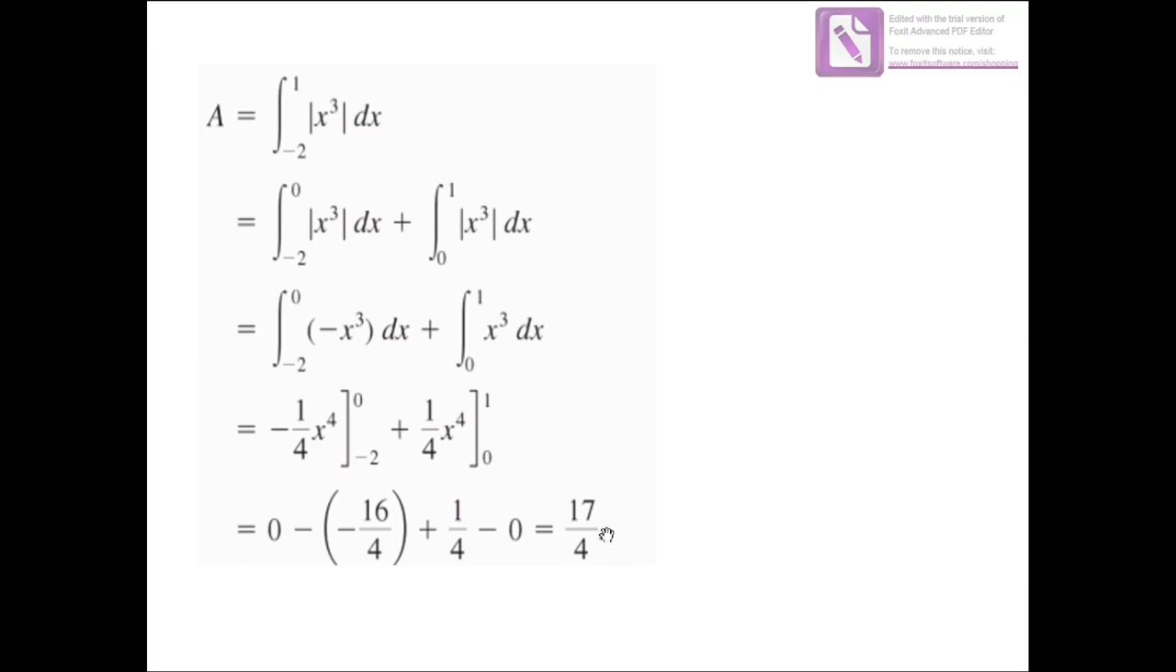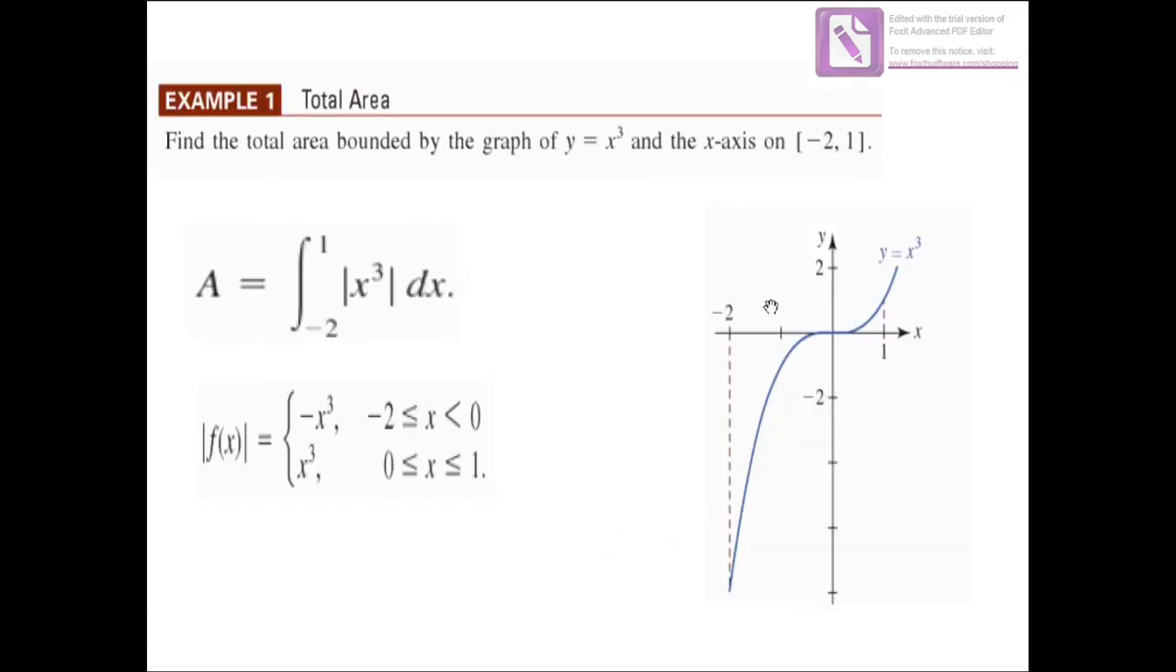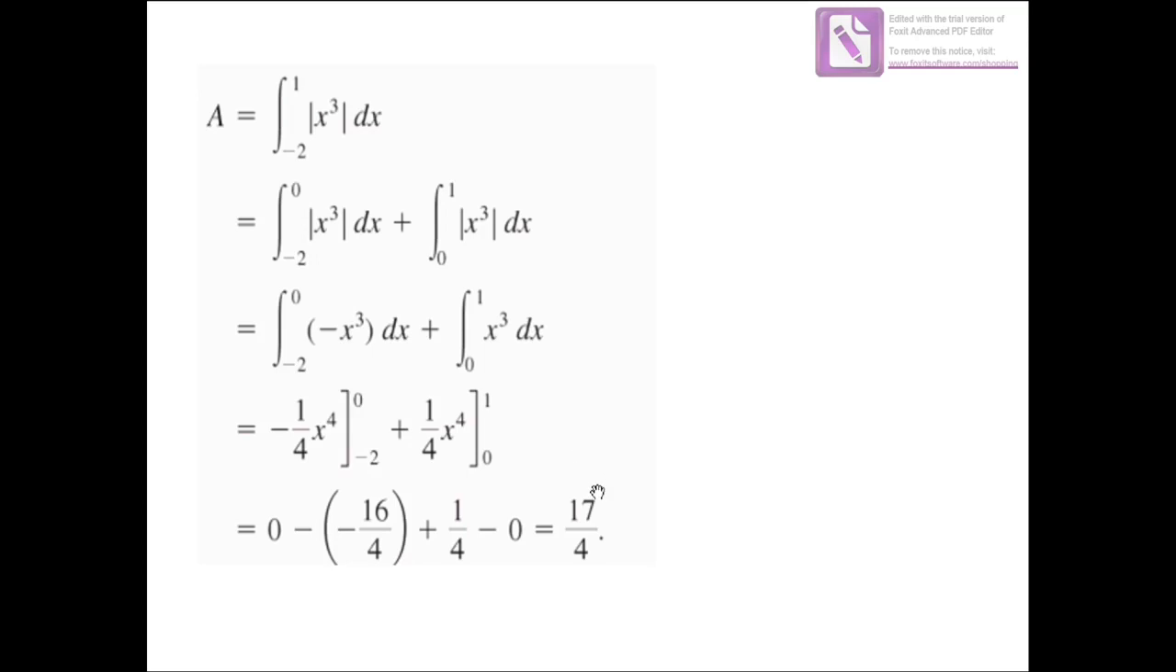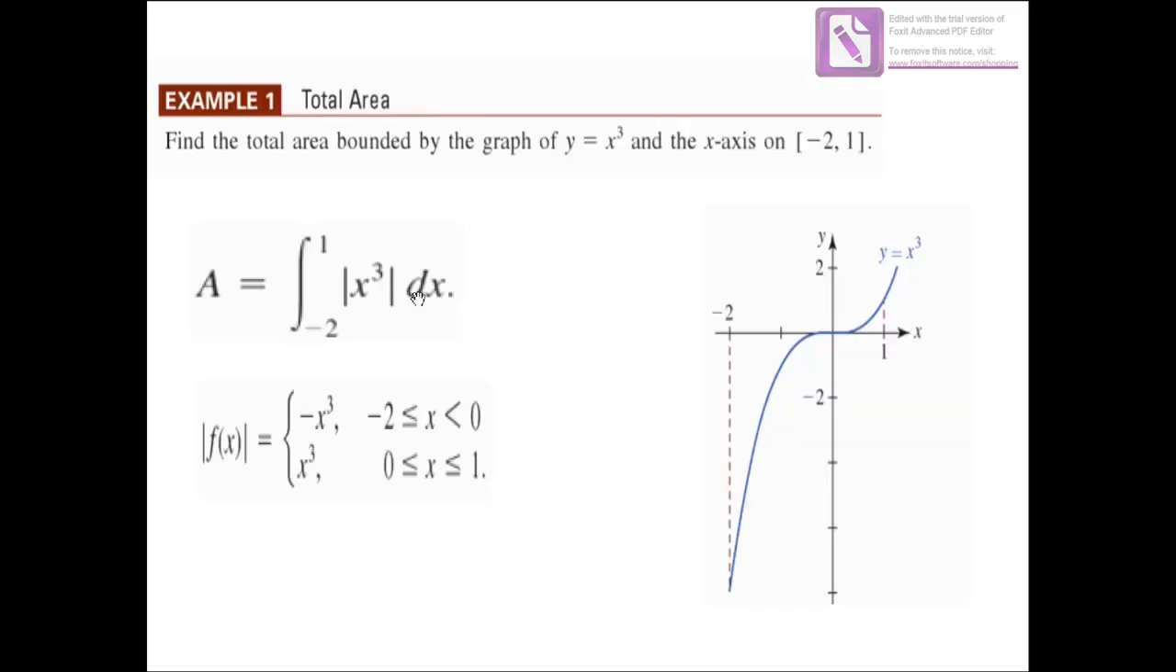So 17 over 4 is the total area between the x-axis and the graph of y equals x cubed on the interval from -2 to 1. Some of you will say that, okay, once I evaluate the integral of x cubed, then finally I will take the absolute value of the result. No, this will not be the case, because it will be a different value.